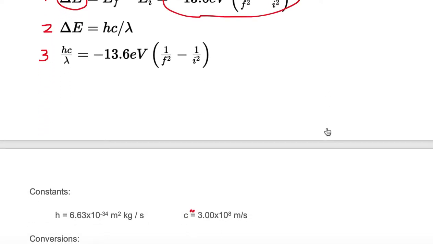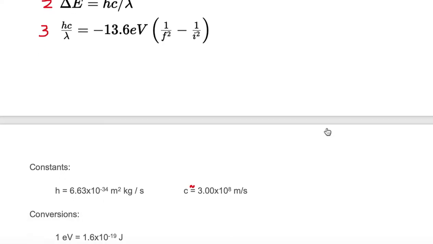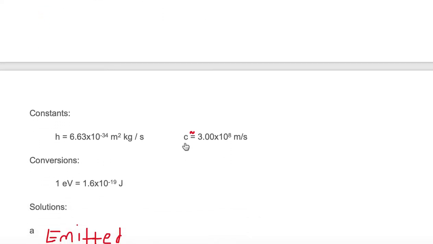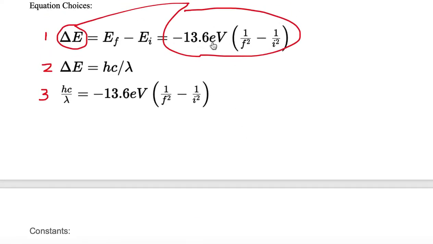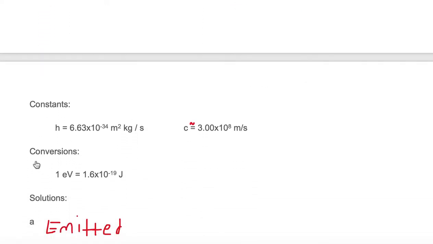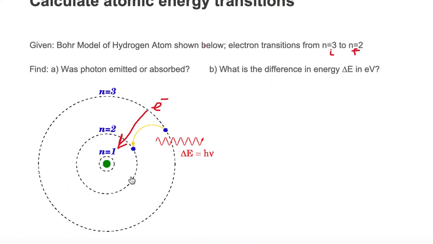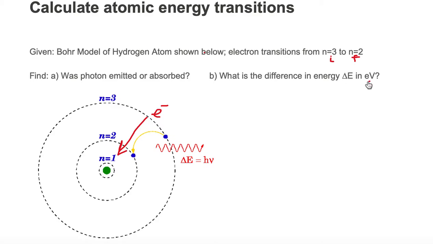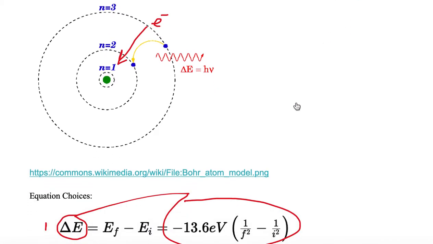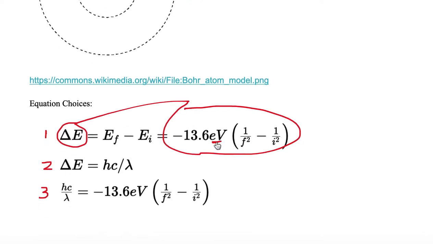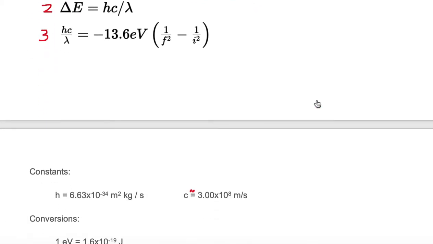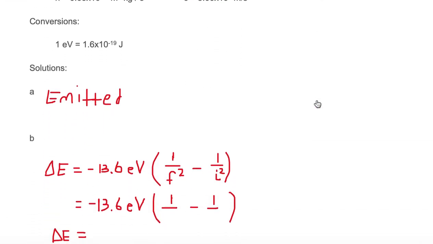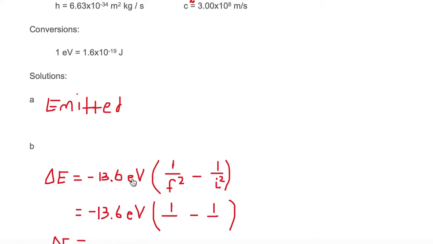So now that we selected our equation, we need to know some constants. Well, we put some here, but we don't need to know them for this particular equation. But we do have an electron volt conversion to joules, but the question does not ask for joules. It asks for units of eV, so we don't have to worry about that because our answer already has eV units in the equation. So let's take a look at the equation. Delta E is equal to minus 13.6 eV, parentheses 1 over F squared minus 1 over I squared.